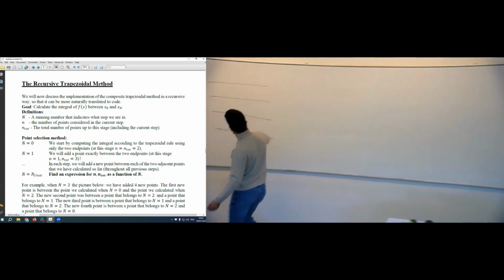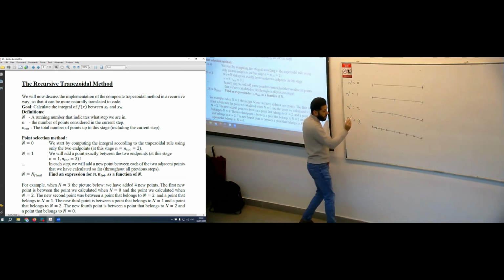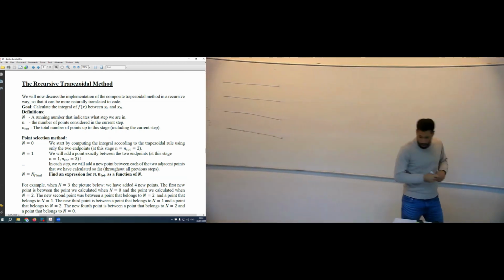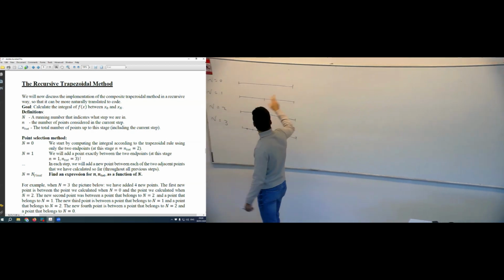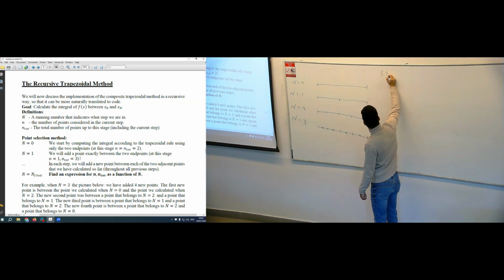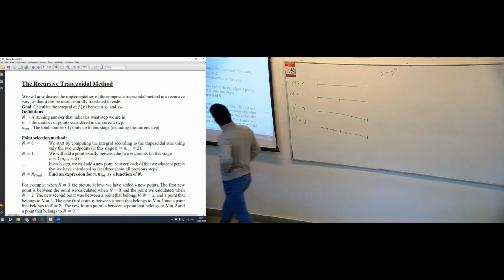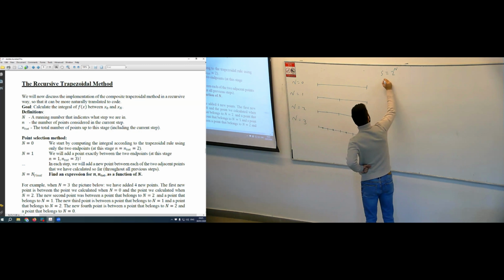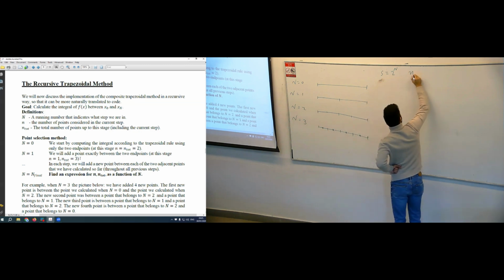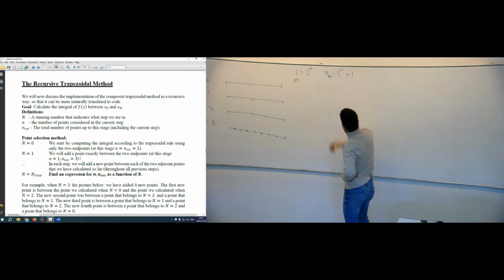Okay, so that's n0, and that's n1, that's n2, and that's n equals 3. And if we ask how many points we use at each n, so how many segments at each n we have? Here, 1 segment, 2. Therefore, how many total points taken for the integration? N total is what? 2 to the n plus 1. Yes, 2 to the n plus 1.